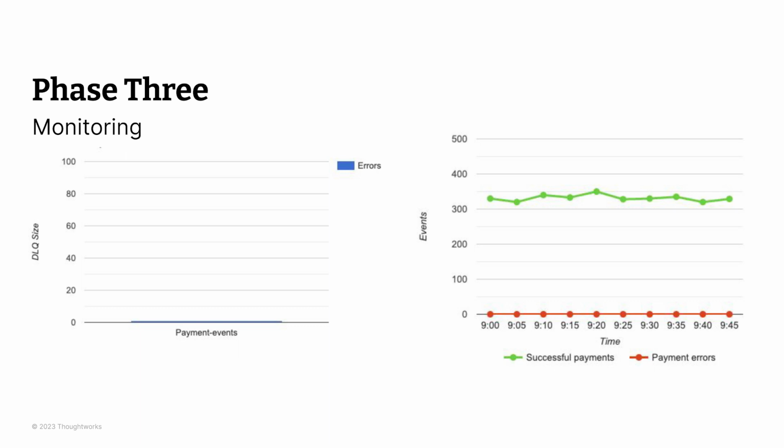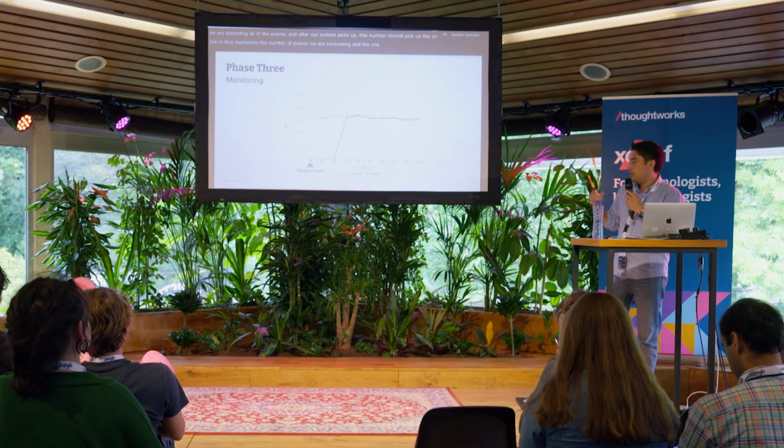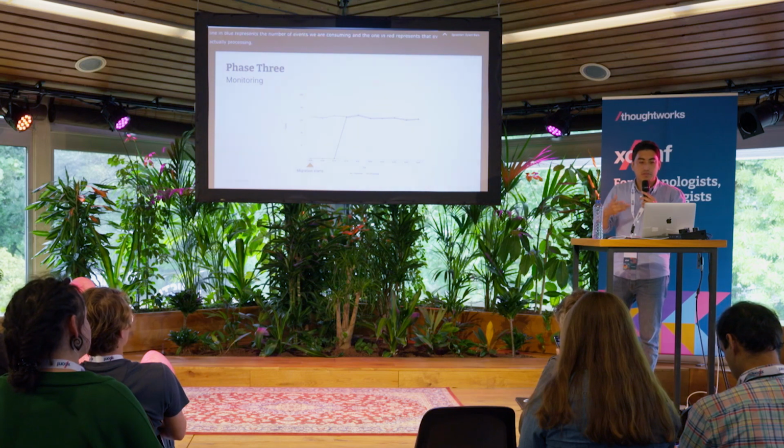So during the migration, obviously, our processed metrics would drop to 0 because we are discarding all of the events. And after our system picks up, this number should match, right? The line in blue represents the number of events that we are consuming, and the one in red represents the events that we are actually processing. So after our core service picks up with the events that were piling up, these numbers should match.